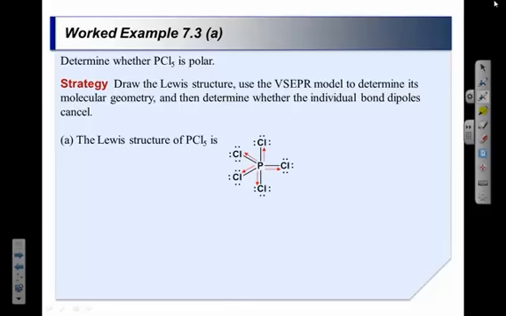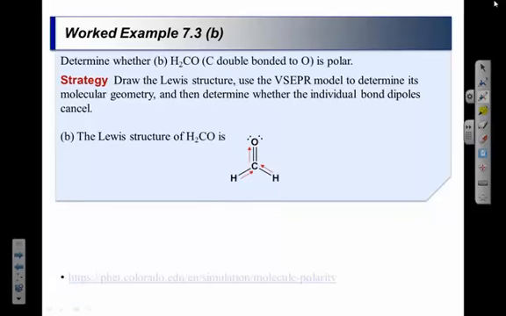Here's another example. This one's tricky because of the phosphorus having an expanded octet. So actually, let's skip that one. It's a little different from the ones that you would probably be seeing on the exam. This one's a good one.